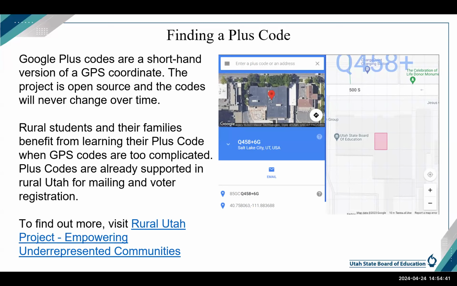To find out more about this, or other things that using Google Plus codes helps with for these rural areas of Utah that don't have physical street addresses, I've also provided a link there where there are lots of different videos and people talking about how it's made a difference for them, with thousands of Utah residents that have already been using this for some time.